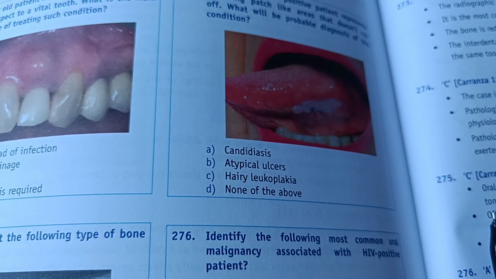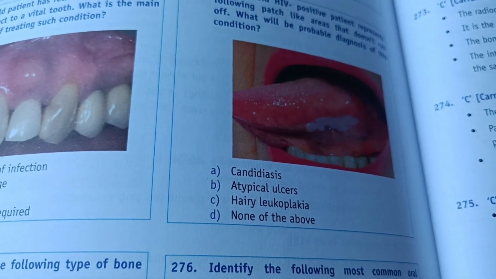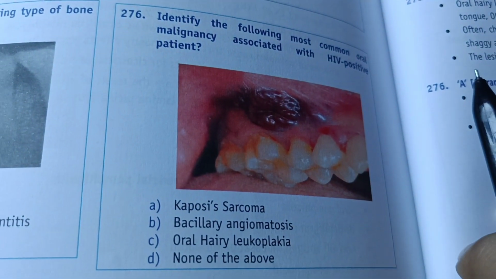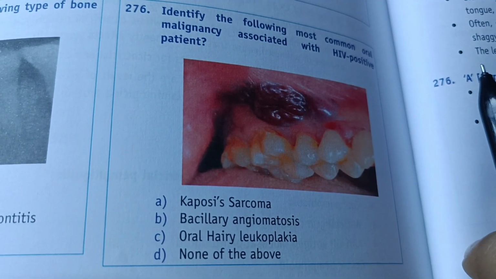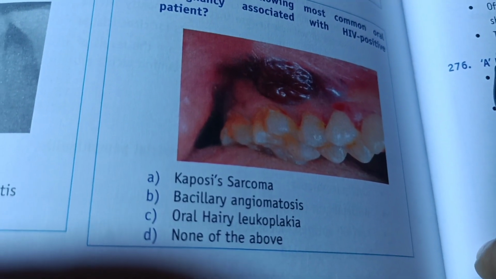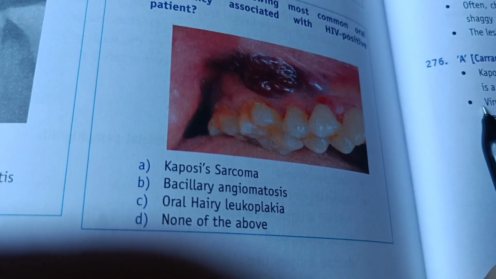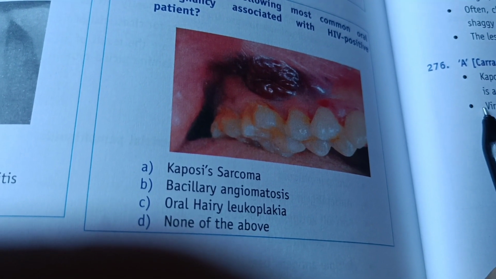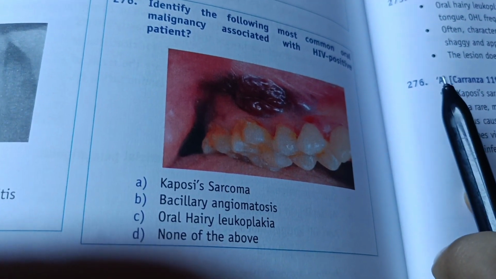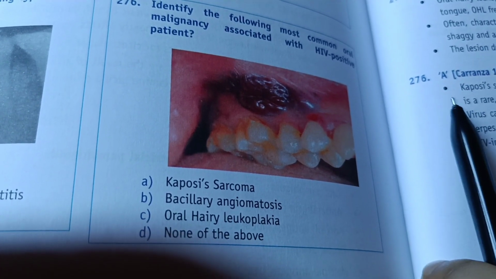Okay, option C is the right answer, because an HIV patient is more prone to this due to low immunity. Okay, now last question. Identify the following most common oral malignancy associated with HIV positive patients. Again HIV positive and there is malignancy, you can see in this picture, and your options are Kaposi sarcoma, bacillary angiomatosis, oral hairy leukoplakia, and none of the above. I know I told you oral hairy leukoplakia, but there is a malignancy, so what is the right answer?